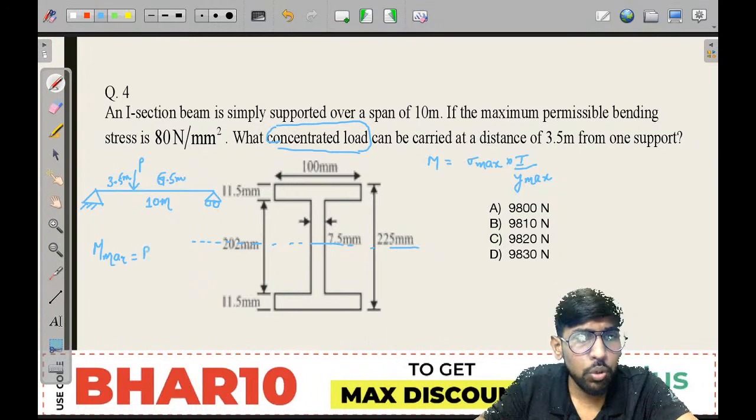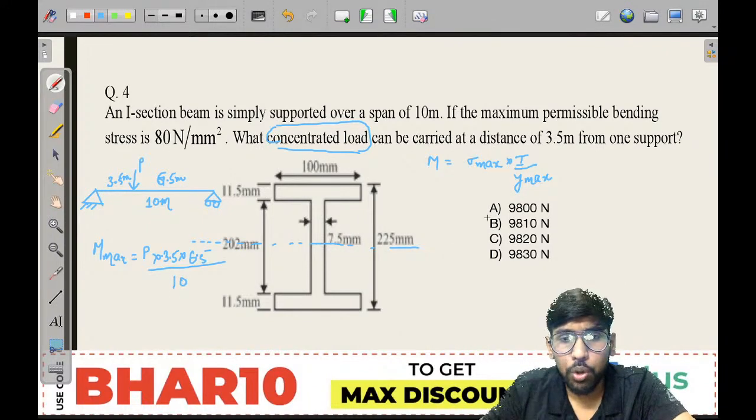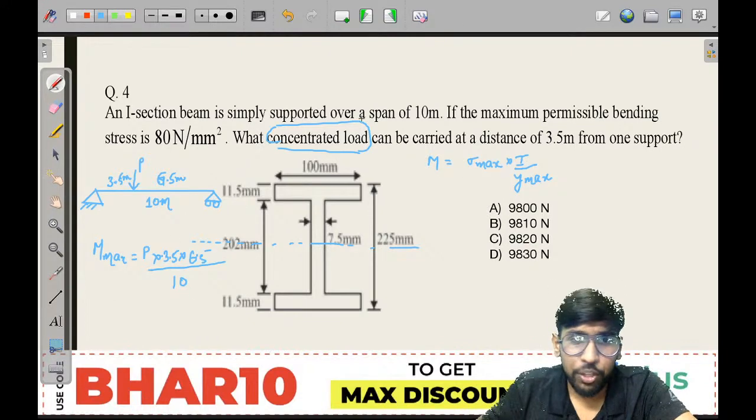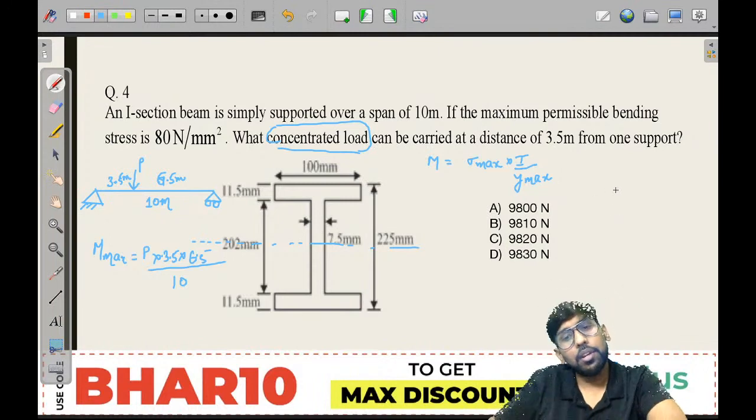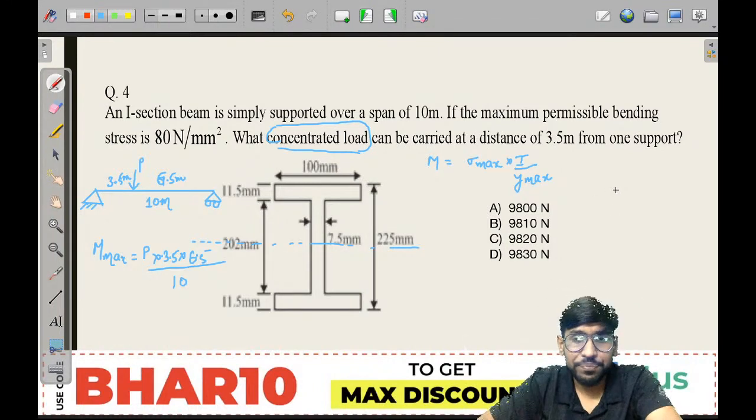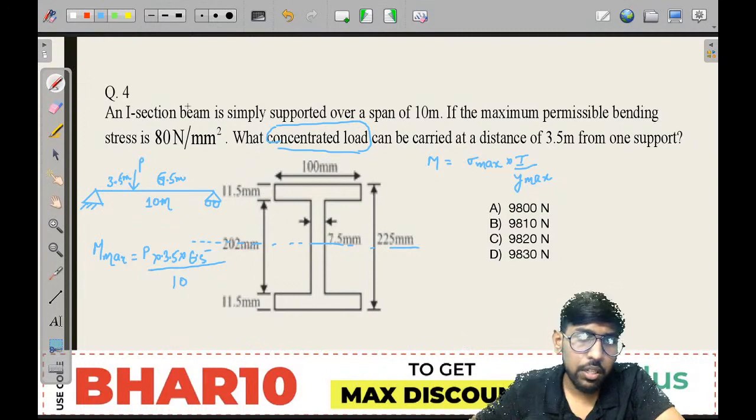Nothing but P into 3.5 into 6.5 divided by 10. PAB by L. That's the maximum bending moment. So you got the value of maximum moment in terms of P. You have been given the sigma max value. I value you can find for the I section, and Y max is known. Come on, try to get the answer, beta. Sigma max is 80. This is your sigma max.